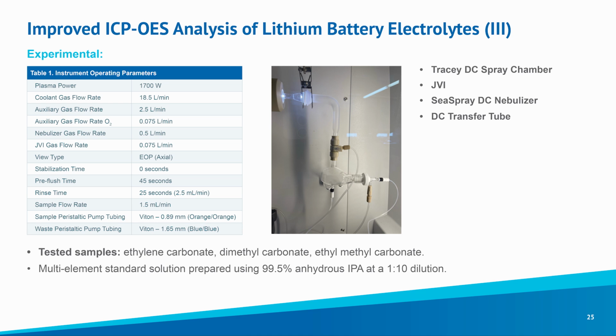To ensure we fully broke down the organic matrix, the RF power was set to a higher level of 1700 watts. For those interested in the specifics, a complete list of the ICP OES operating parameters is available in the accompanying table. Now let's turn our attention to the sample introduction components we used in this study. The system includes our C-Spray DC Nebulizer, our Tracy DC cyclonic spray chamber, and our patent-pending Jet Vortex Interface, or JVI, as we will refer to it throughout this presentation.